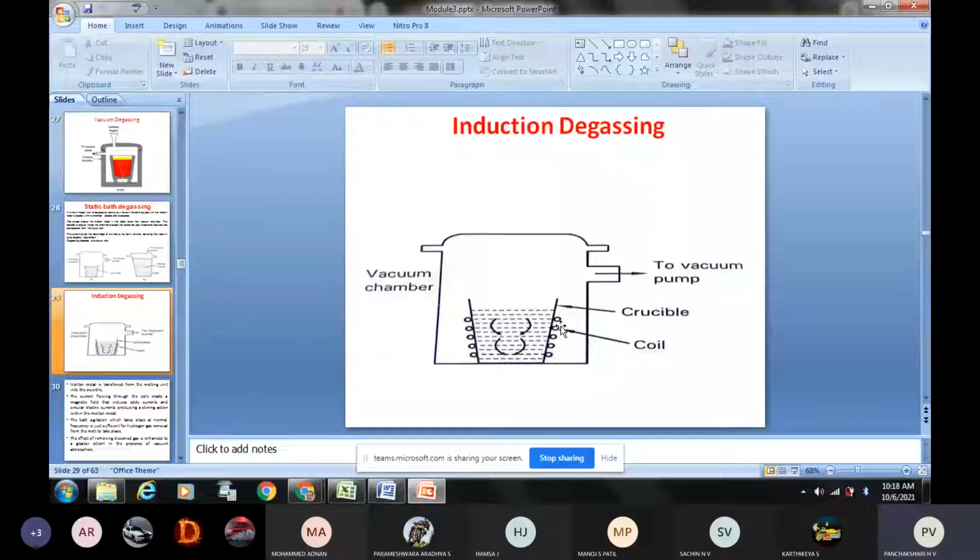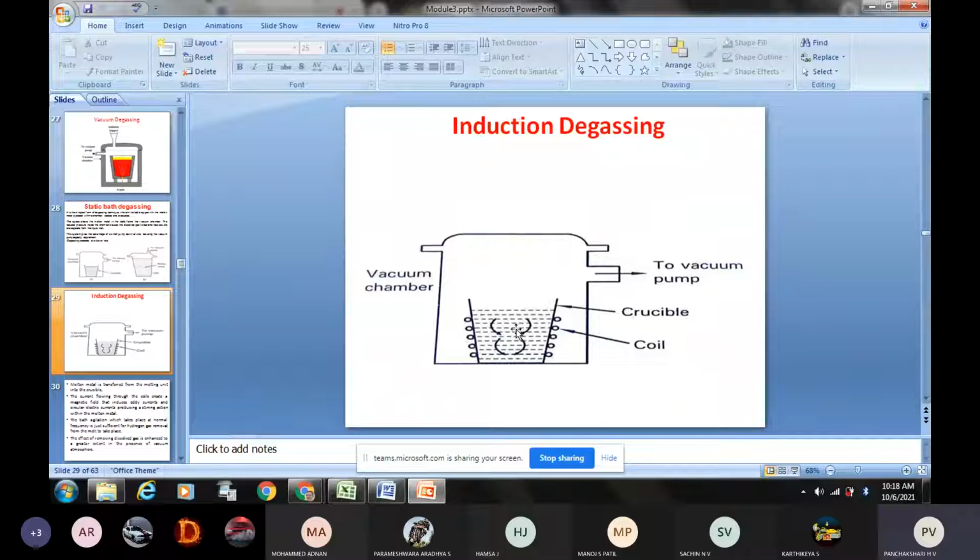Here the secondary element itself is this metal. So this is the primary circuit or primary coil. Where is the secondary? The secondary itself is this liquid metal. Because of that, induction of current takes place between this liquid metal and the primary coil. Because of that, what is happening? Stirring action of the liquid metal takes place.